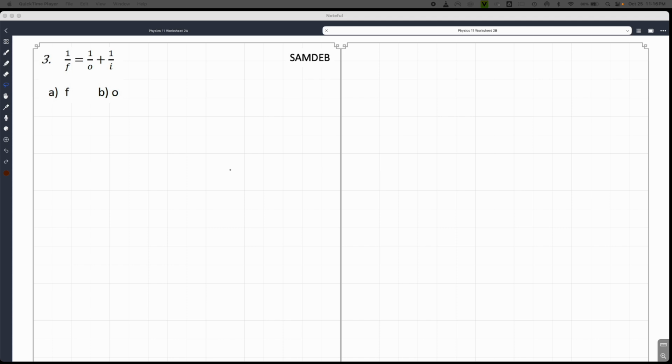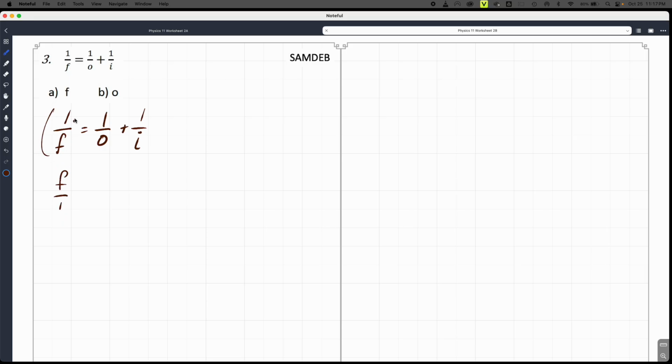Equation number 3: 1 over f equals 1 over O plus 1 over I, solving for f. This one's a bit tricky, so let's work through it. One over f equals 1 over O plus 1 over I. Now, because f is in the denominator and we're solving for f, one easy thing would be to take the reciprocal of 1 over f and turn it into f over 1.